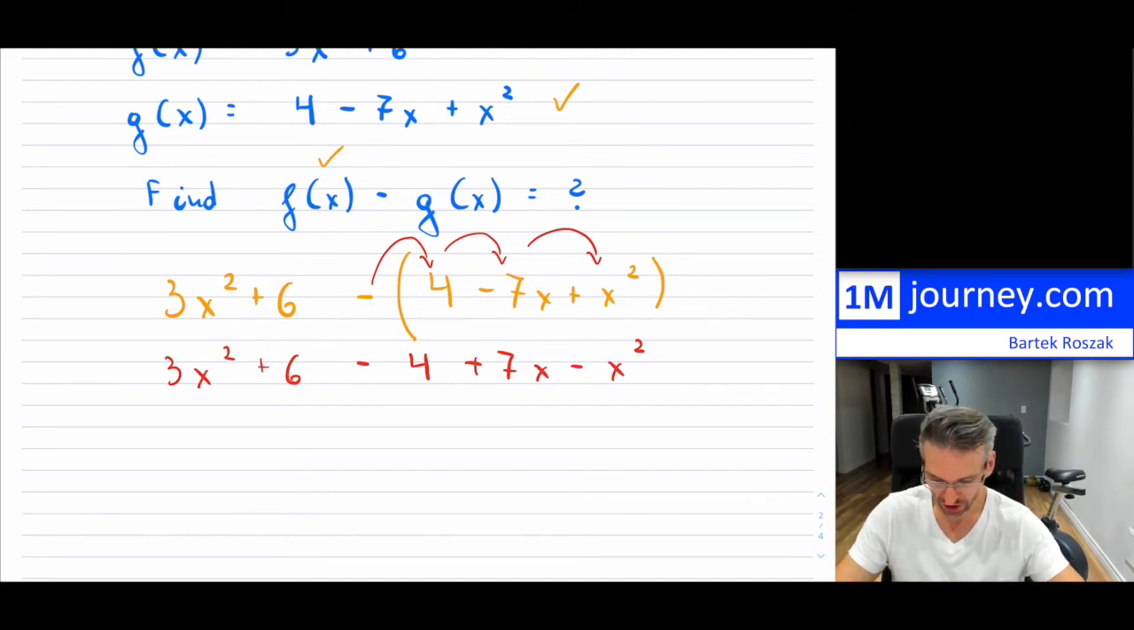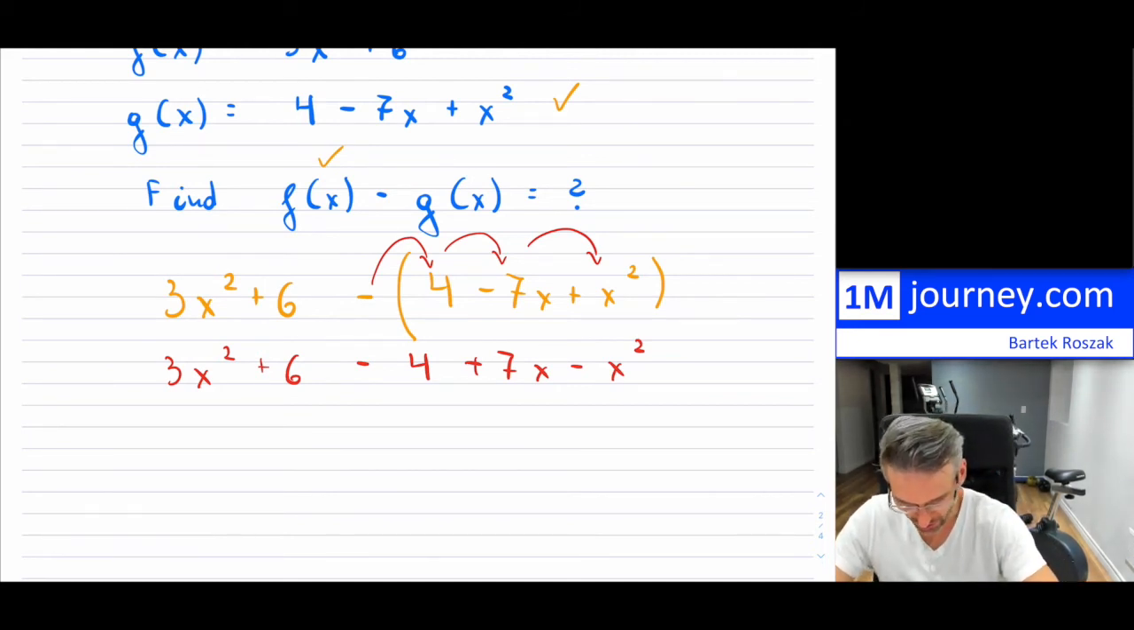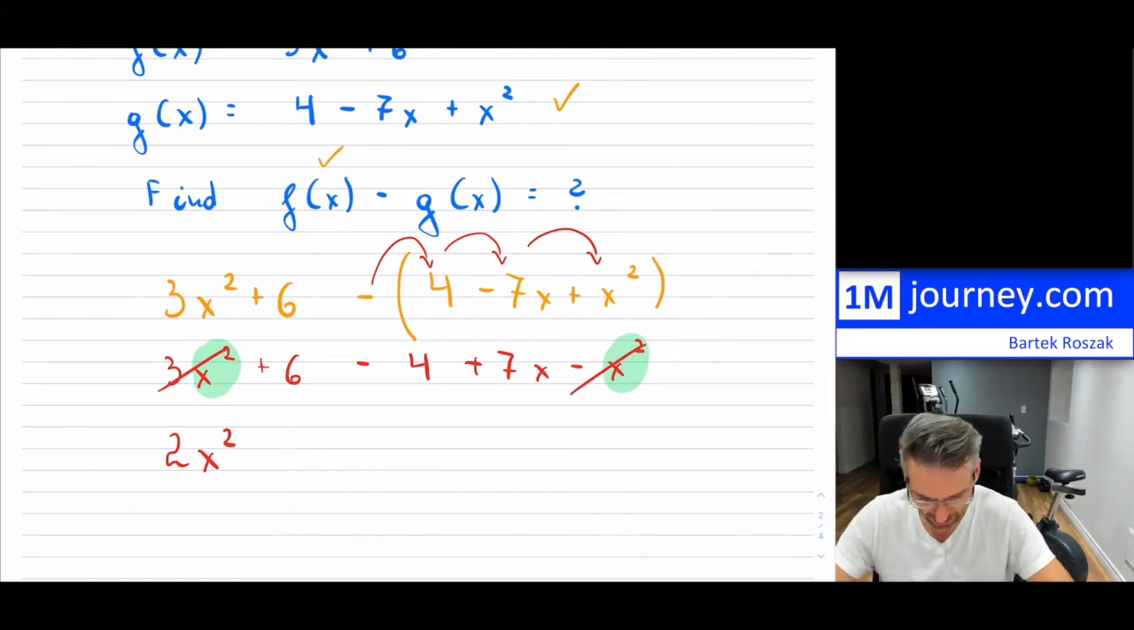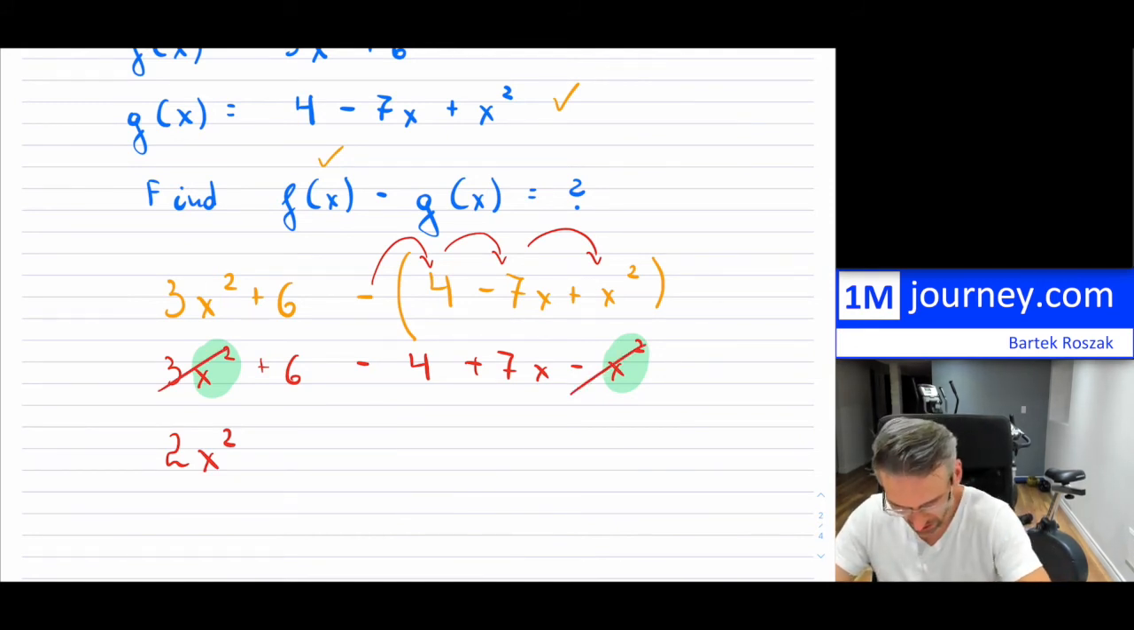So now I'm going to just collect like terms, so for instance, we like to start with the highest orders. Okay, so x squared, there's an x squared here. So 3 minus the 1, so this is going to be 2x squared. So those ones are gone. Then, do we have any x's? Oh, we do have an x. Okay, so we have an x right here. There's no other. So I'm just going to leave it. So it's going to be plus 7x. So that one is gone. And then 6 minus 4 is just plus 2.